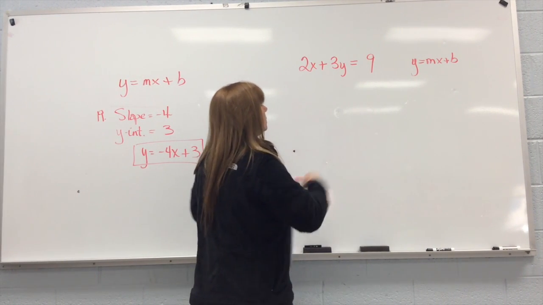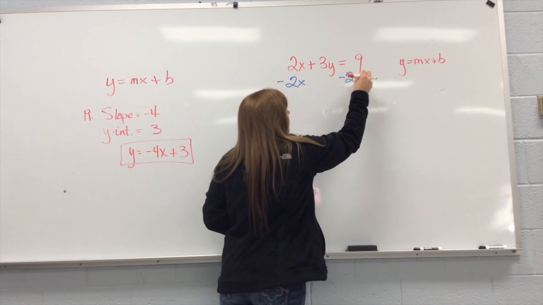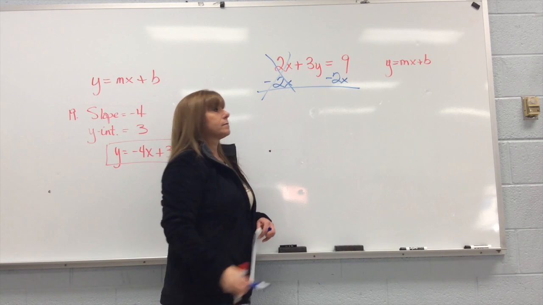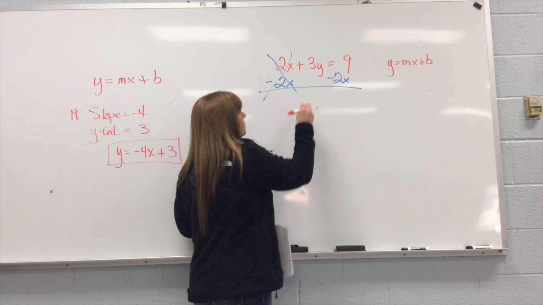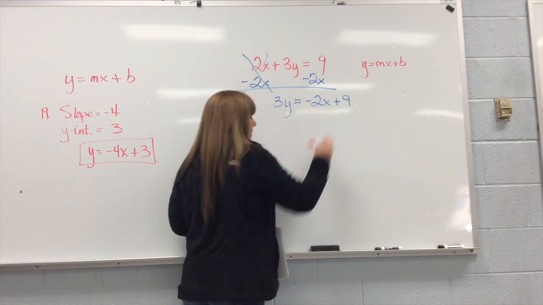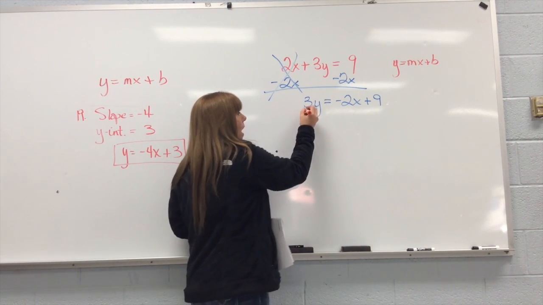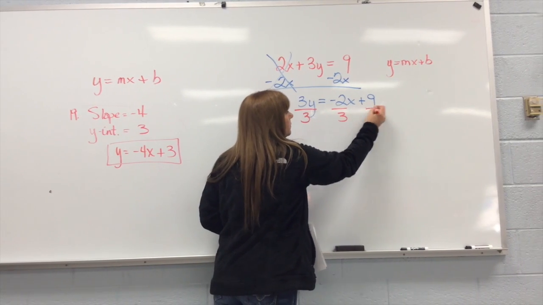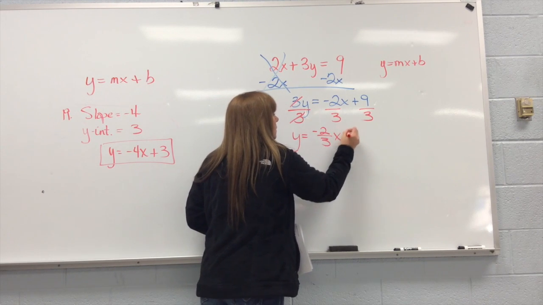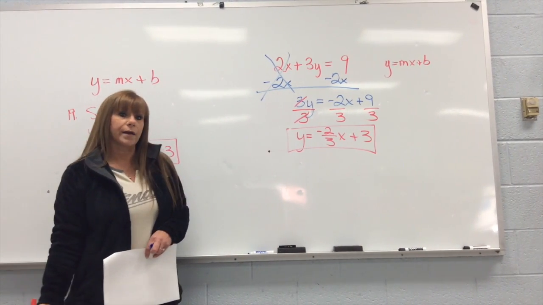So what I'm going to do, I'm going to move the 2x to the other side. I do that by subtracting. 2x minus 2x makes that a 0. I'm left with 3y equals negative 2x plus 9. My next step, I don't want 3y, I just want a y, so I'm going to divide each term by 3. Nine divided by 3 is 3. And now my equation is in the form y equals mx plus b.